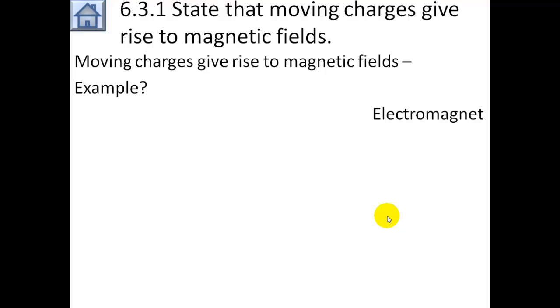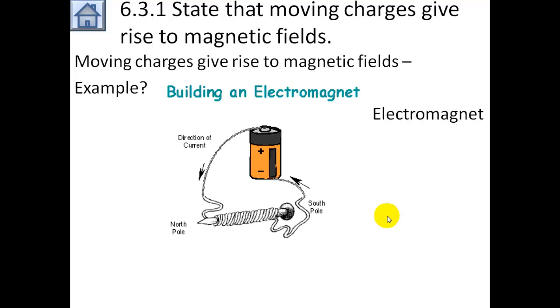Magnetic fields. 6.3. State that moving charges give rise to magnetic fields. We know that when you have a current, you can get an electromagnet from the current. If you wrap the wire around an iron nail, for example, you can make that nail turn into an electromagnet.